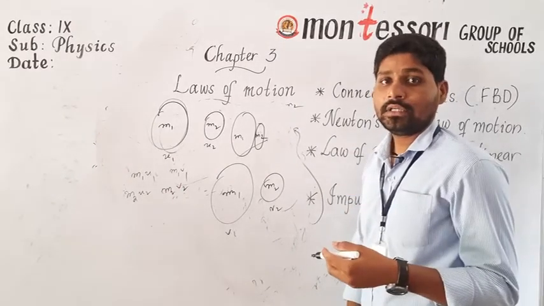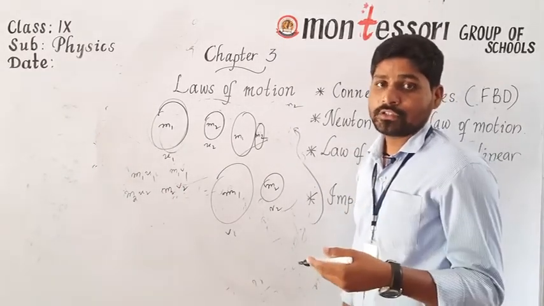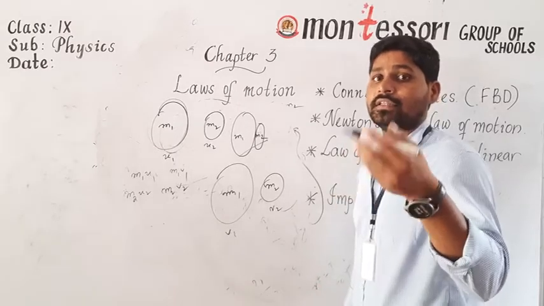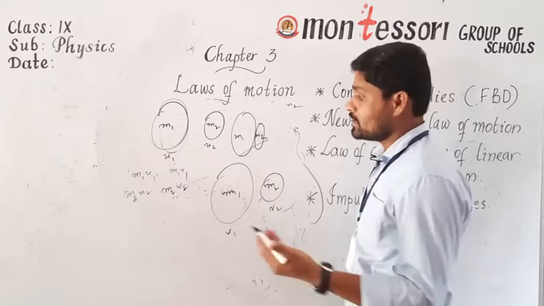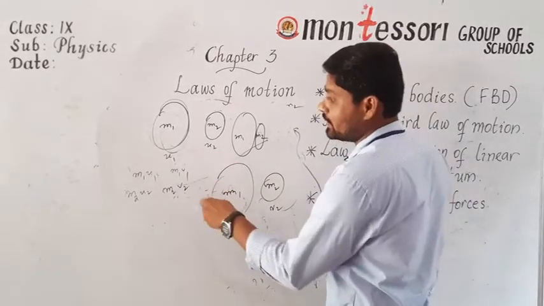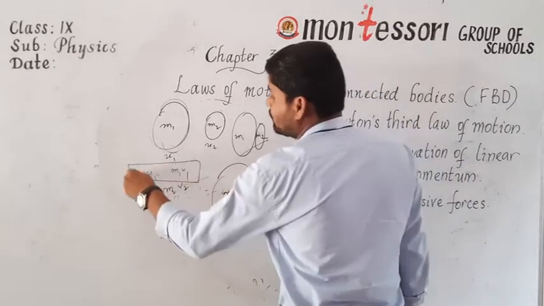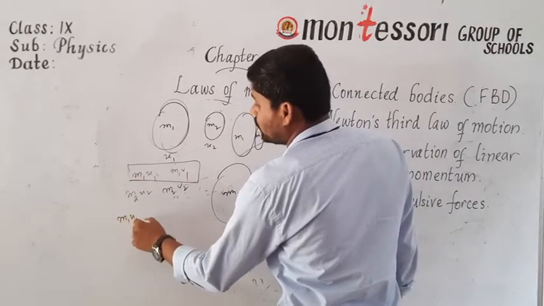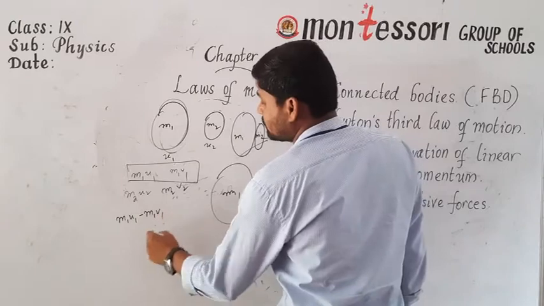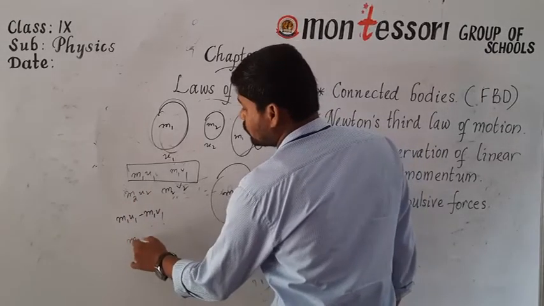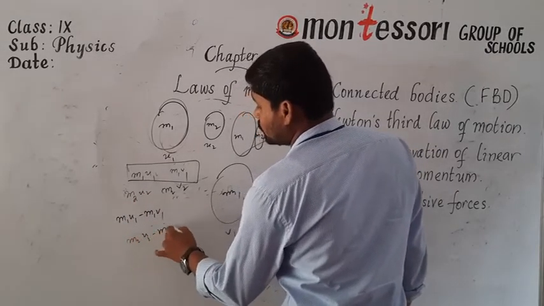So according to Newton's third law of motion, the force exerted by the first body on the second body is equal to the force of the second body on the first body. So then what can we get here? First of all, tell me, what is the change in momentum? m1 u1 minus m1 v1 is equal to the second one, m2 u2 minus m2 v2.